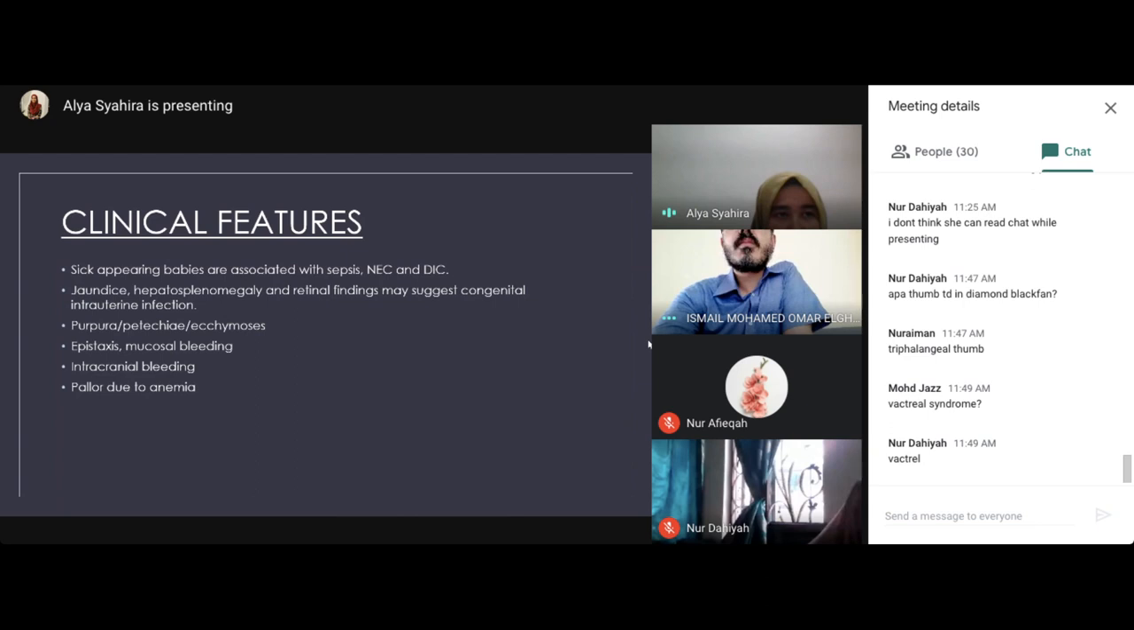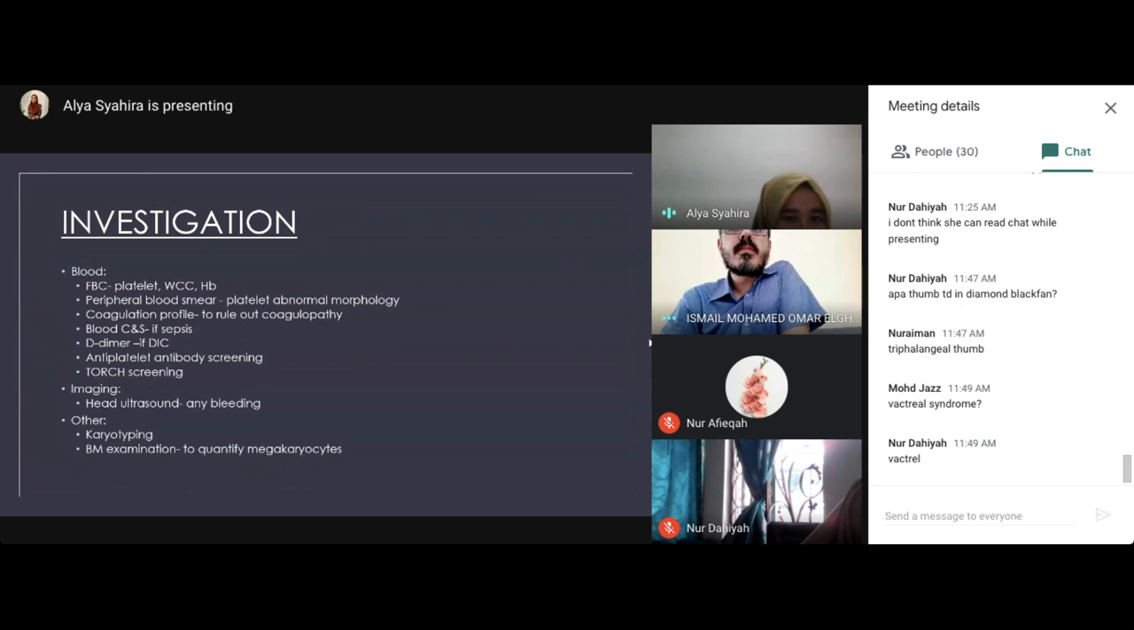Next, for investigation, we divide into blood, imaging and others. For blood, we can do a full blood count first to see the platelet level, and also the white cell count to rule out any infection or inflammatory causes, and hemoglobin to see if there is anemia complicated from the bleeding. After full blood count, we can do a peripheral blood smear to see the platelet morphology. If the platelet size is large, it is more suggestive of peripheral destruction of the platelets, while if the platelet size is small, it is more suggestive of a platelet production problem. Next, we can also do a coagulation profile to rule out any coagulation problem.